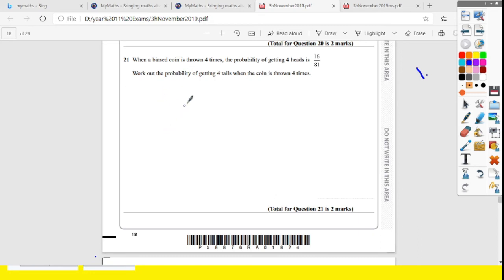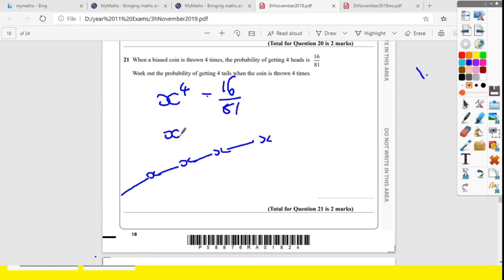So if I know the probability of getting heads once is x, getting heads 4 times is going to be x to the power 4. And if you think about your tree diagram, it'd be like 1, 2, 3, 4, and whatever these probabilities are, you just times them together. So now that's going to be 16 out of 81. So for me to get x, I need to do the fourth root of both of these. You can use your calculator, or do it in your head by square rooting and square rooting again, but I know that's going to be 2/3. So the probability of getting heads is 2/3.